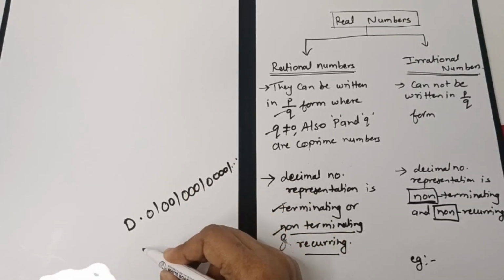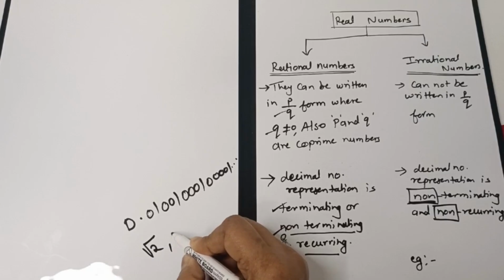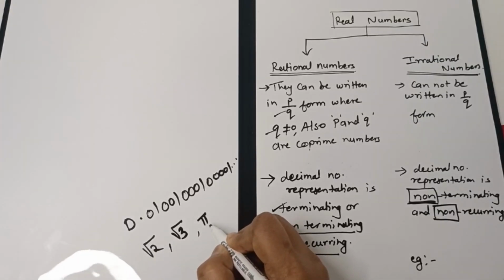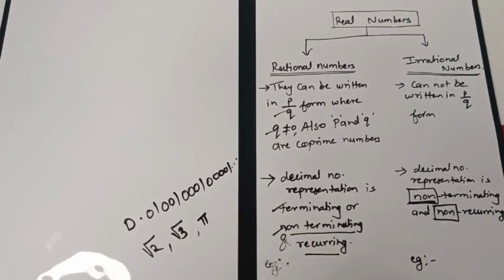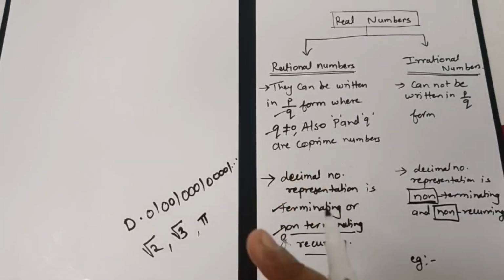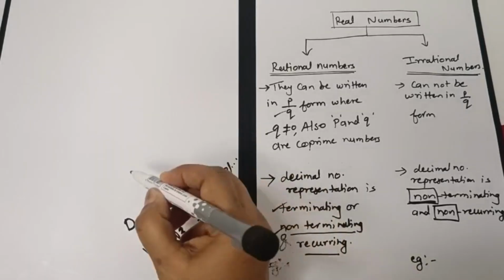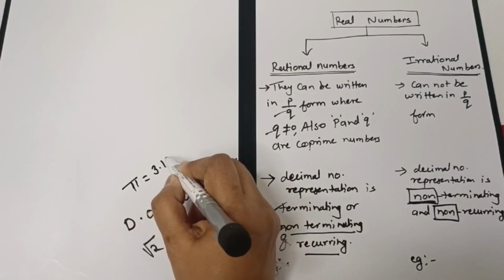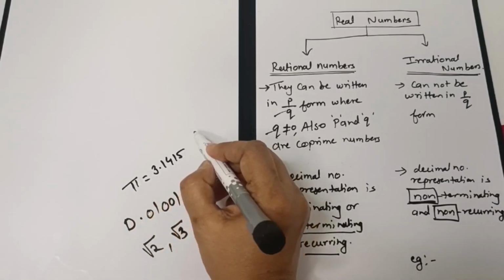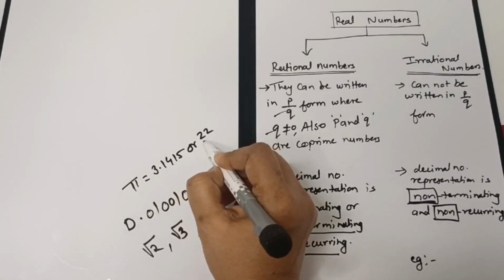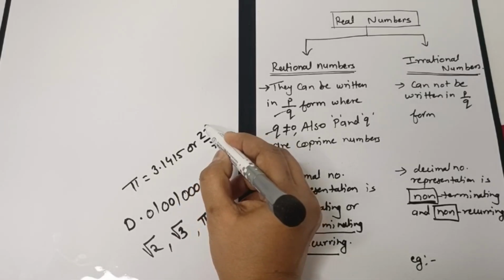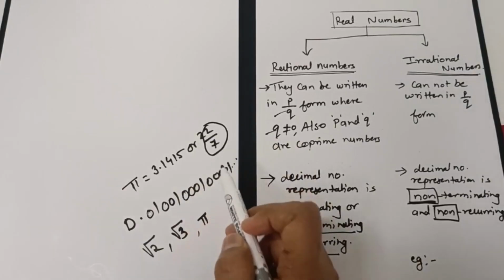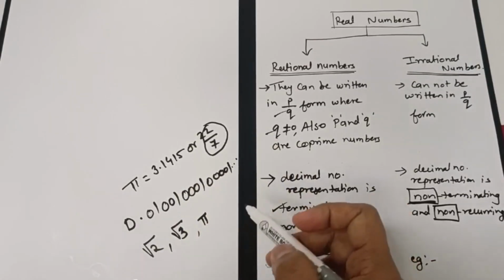So this type of number is called an irrational number. As well as that, we have irrational numbers like root 2, root 3, then pi. This you have studied last year. Pi is an irrational number. Why? Tell me, why is pi an irrational number? Because for pi we have the value 3.1415 and another value, 22 by 7. You can see this is p by q form. That means it is a rational number. Then why are you saying this is an irrational number? This should be your doubt.